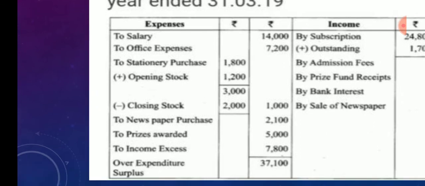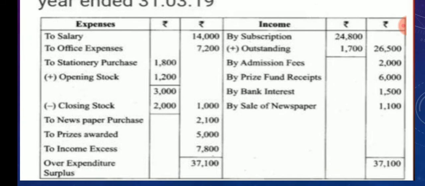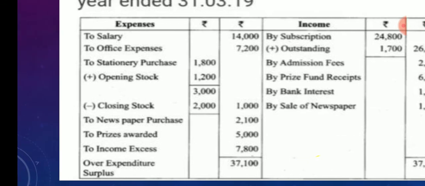To price awarded 5,000. To income, okay, so at the same time the difference, the comparison for income and expenditure. If the total of debit side of income and expenditure account is more than the total of credit side, so income side 37,100, expenses side 29,100. The difference value 7,800.